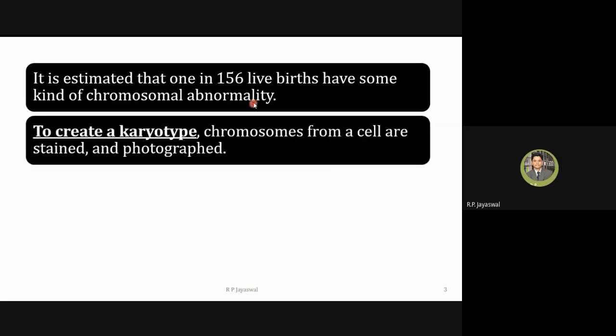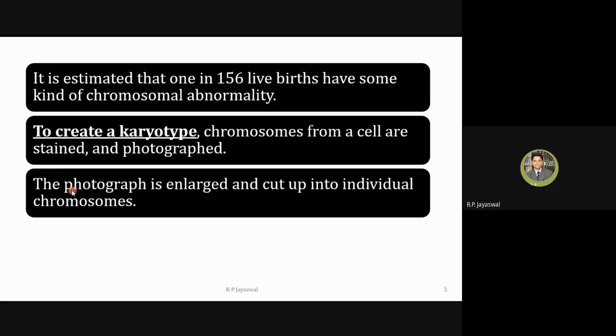And to create a karyotype, chromosomes from a cell are stained and photographed. So we can take a nucleated cell and take the chromosome picture, and we can make a karyotype, right? The chromosome picture is only possible if we have done the staining process, and only then can we photograph the chromosomes, and after that we can create a karyotype, right?